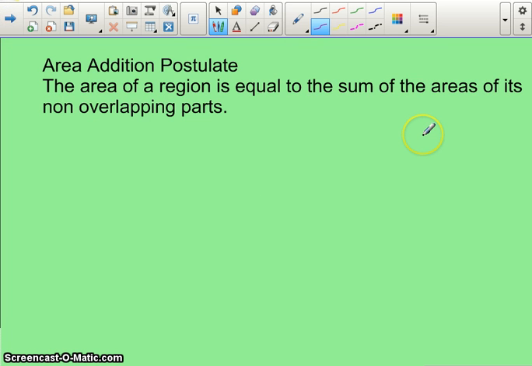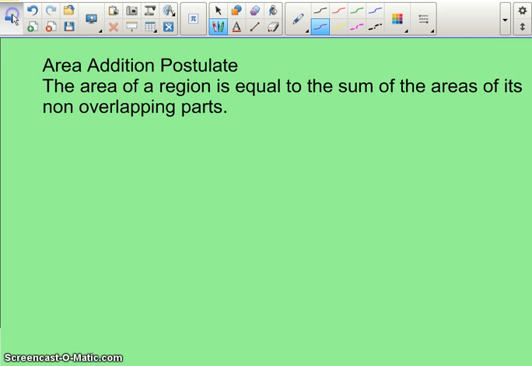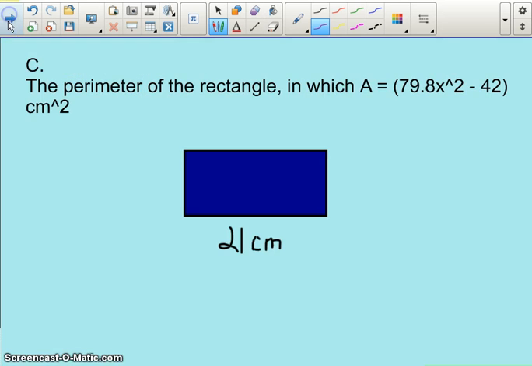This will be a little out of order here. The area addition postulate is that the area of a region is the sum of the areas of its non-overlapping parts. Looks like now we have the end of those examples right here.